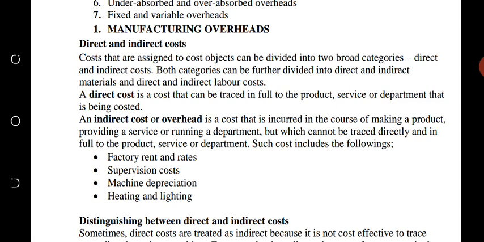Such costs include factory rent and rates, supervising costs, machine depreciation, heating and lighting. All these are indirect overheads. They are non-manufacturing overheads, which you cannot trace to a particular cost center or cost object. So we are saying such costs are indirect costs, or non-manufacturing overhead, or non-production overhead.